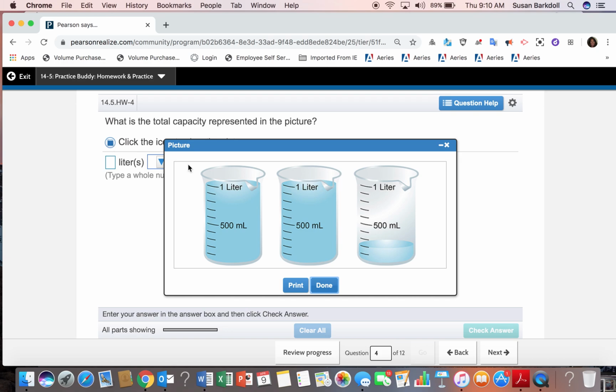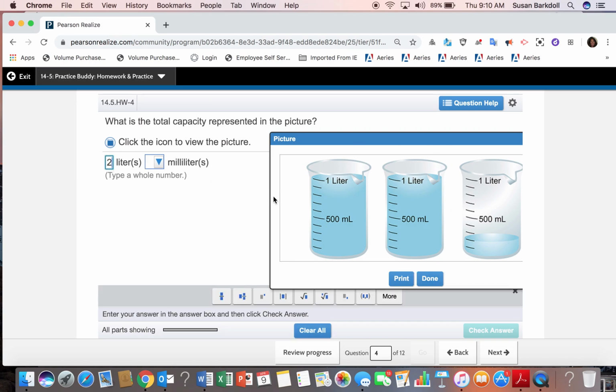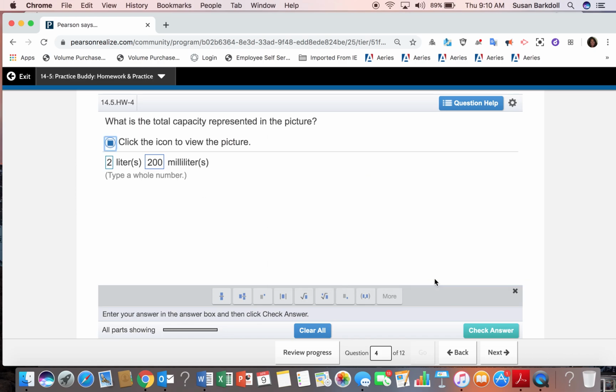Check the icon. Okay, so here we have 1 complete liter, 2 complete liters. So I'm going to put 2 liters here. How many milliliters? 1, 2, 200. Let's look at our choices again. 200 is the best answer. 800 would be way up here. 500 is here. 300 would be here. So I'm going to go with 200.